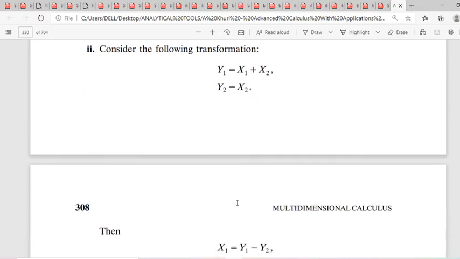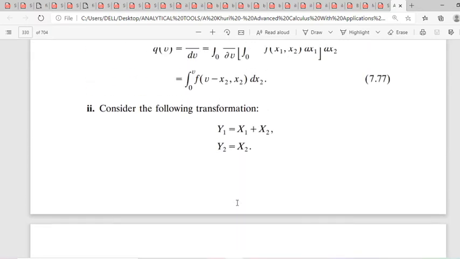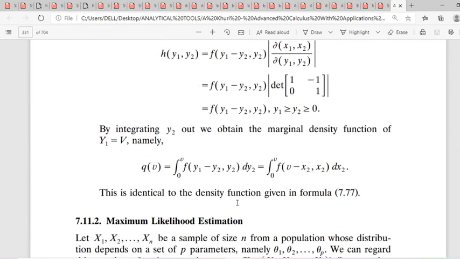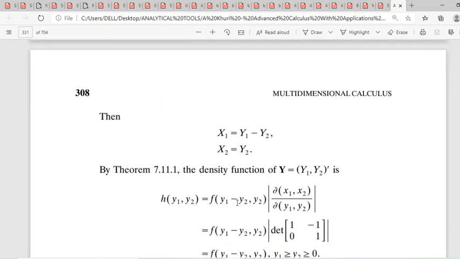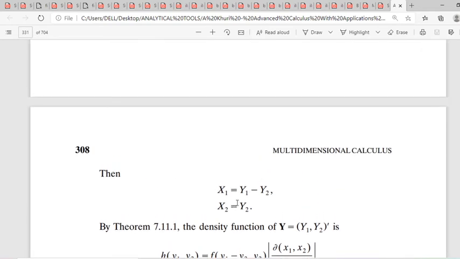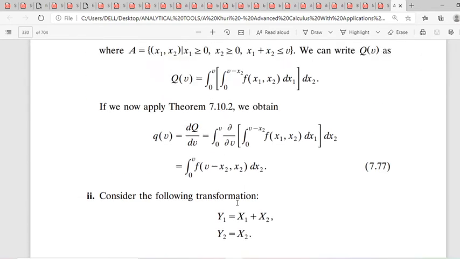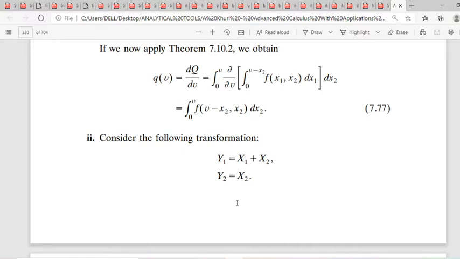Now consider the transformation. What is the transformation? y1 is equal to x1 plus x2, and y2 is equal to x2. So this is the second method. We can check whether both these methods result in the same density. In the first method we considered the distribution function of v, and this is actually the standard method. This transformation method is based on some theorems we have discussed. So the first method is the theoretical method.